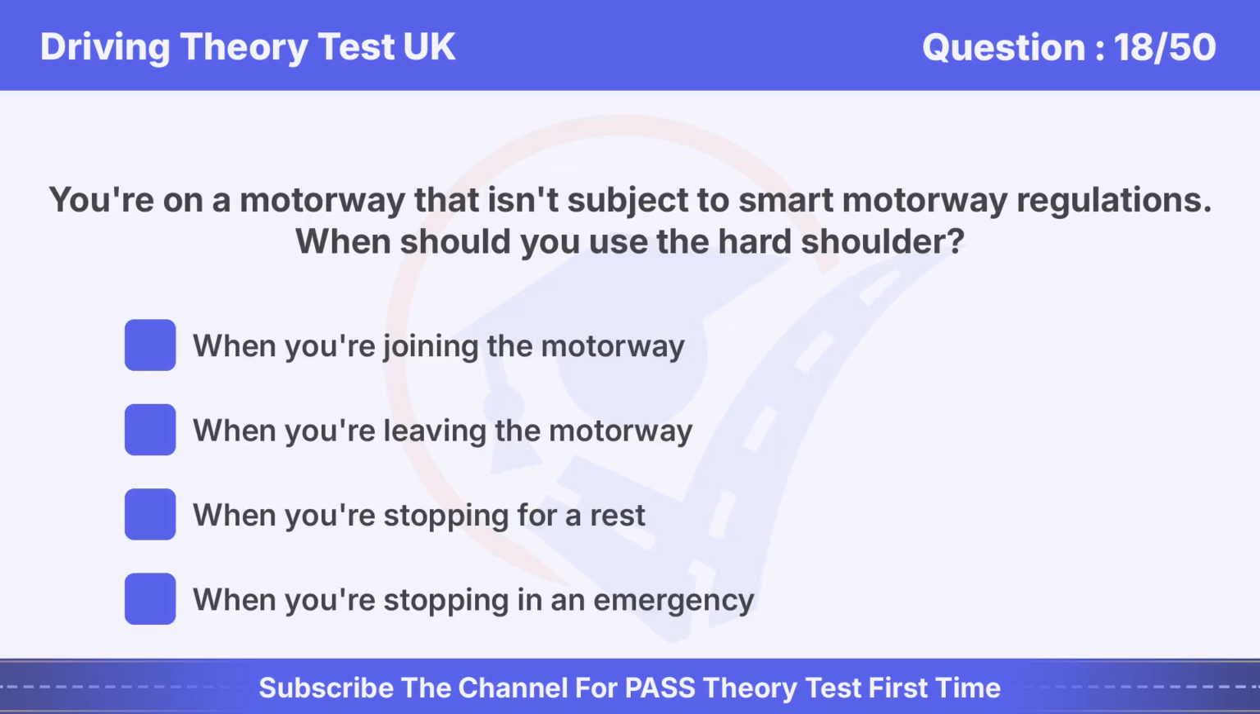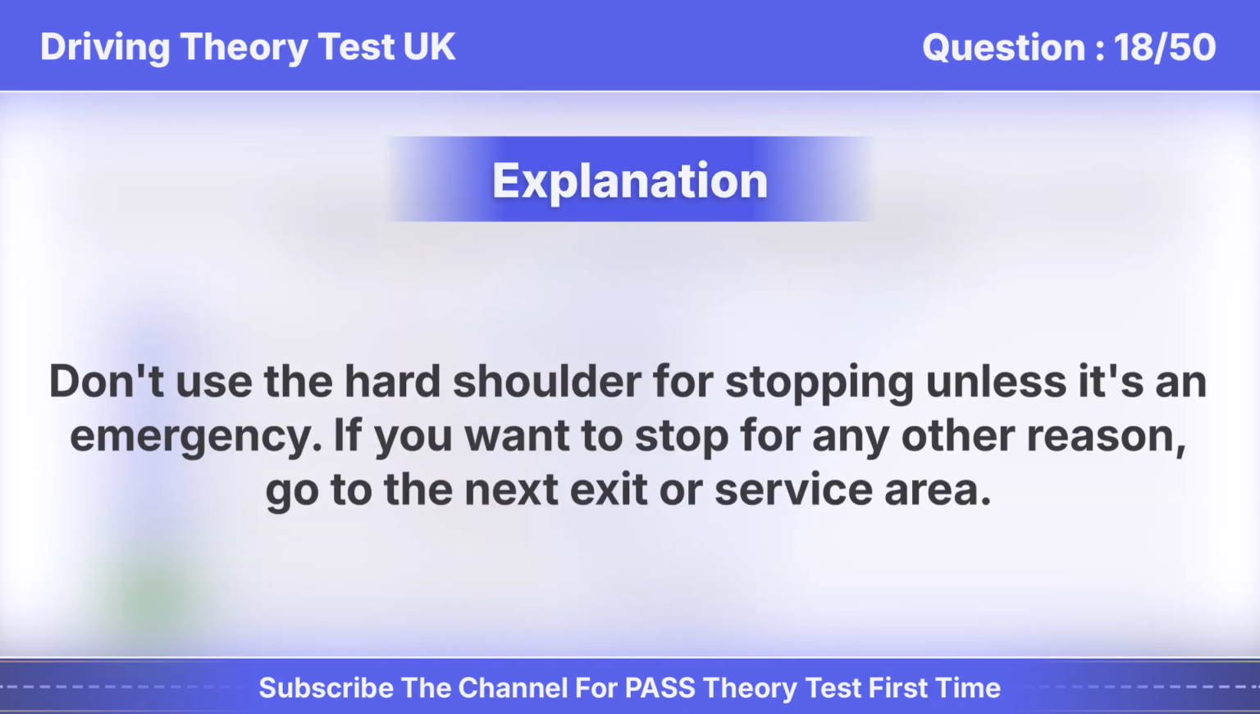Question 18. You're on a motorway that isn't subject to smart motorway regulations. When should you use the hard shoulder? Answer is D. When you're stopping in an emergency. Don't use the hard shoulder for stopping unless it's an emergency. If you want to stop for any other reason, go to the next exit or service area.